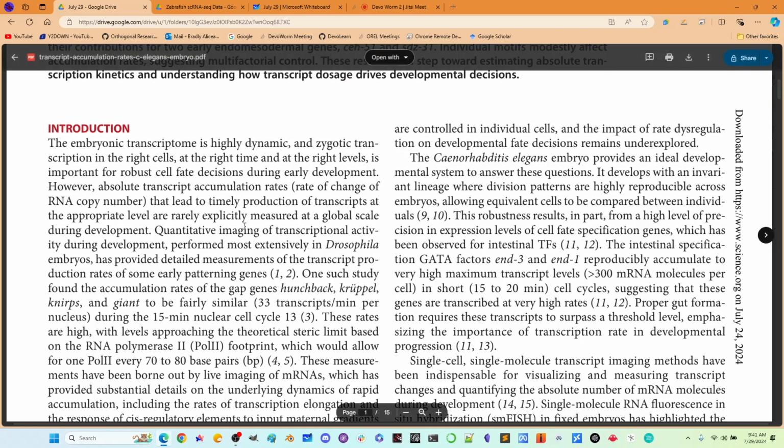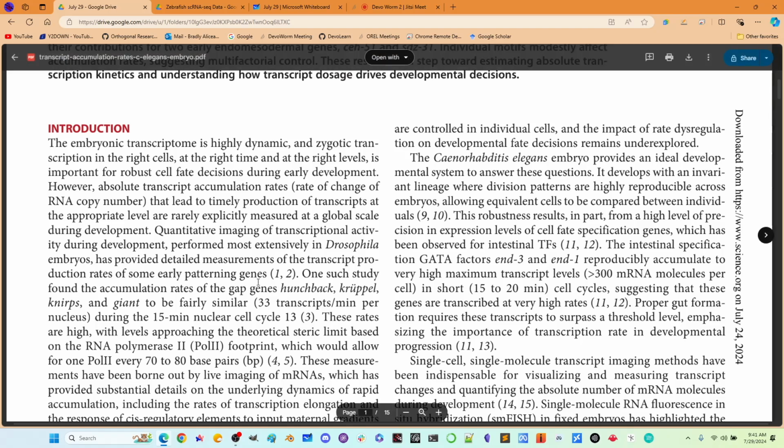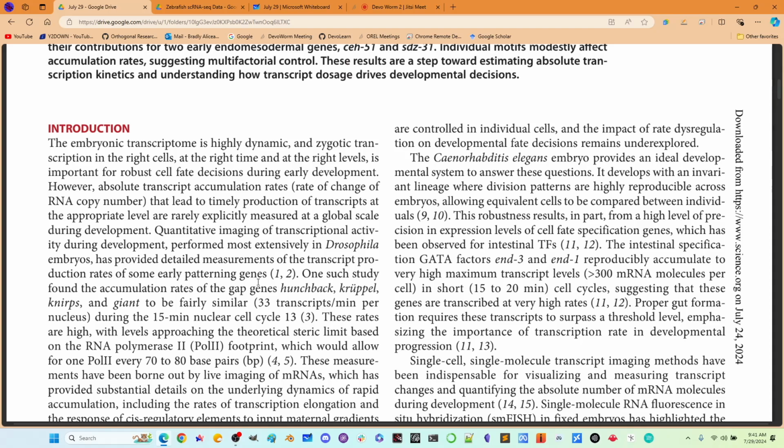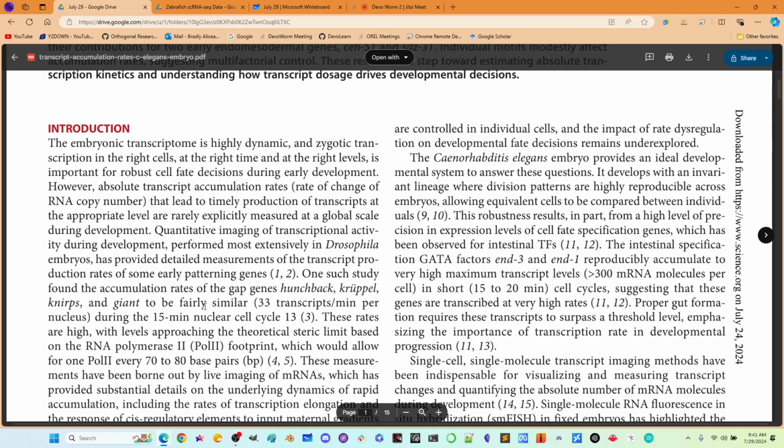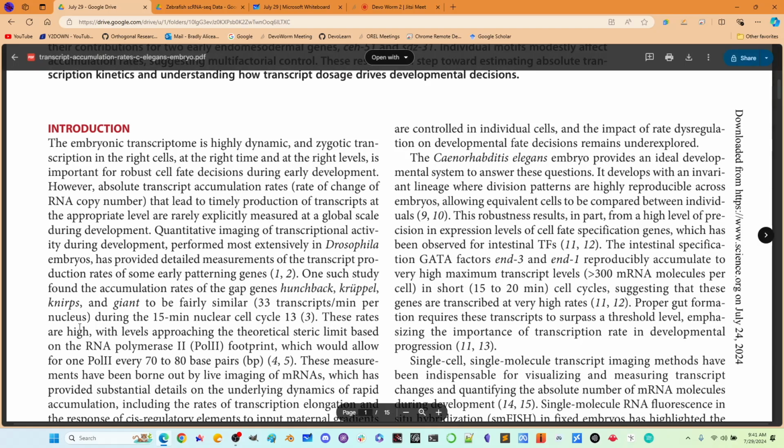global scale during development. So there are some experiments that have been done on Drosophila where they've done quantitative imaging. They provided detailed measurements of the transcript production rates for some early patterning genes. So these are genes that are involved in morphogenesis, in striping, and so forth. One such study found the accumulation rates of the gap genes hunchback, Krüppel, knirps, and giant to be fairly similar, 33 transcripts per minute per nucleus. So these gap genes are involved in different pattern formation activities, and they have very similar transcription rates. So this is 33 transcripts per minute per nucleus. This is actually pretty useful, and this is, of course, over a 15-minute nuclear cycle.